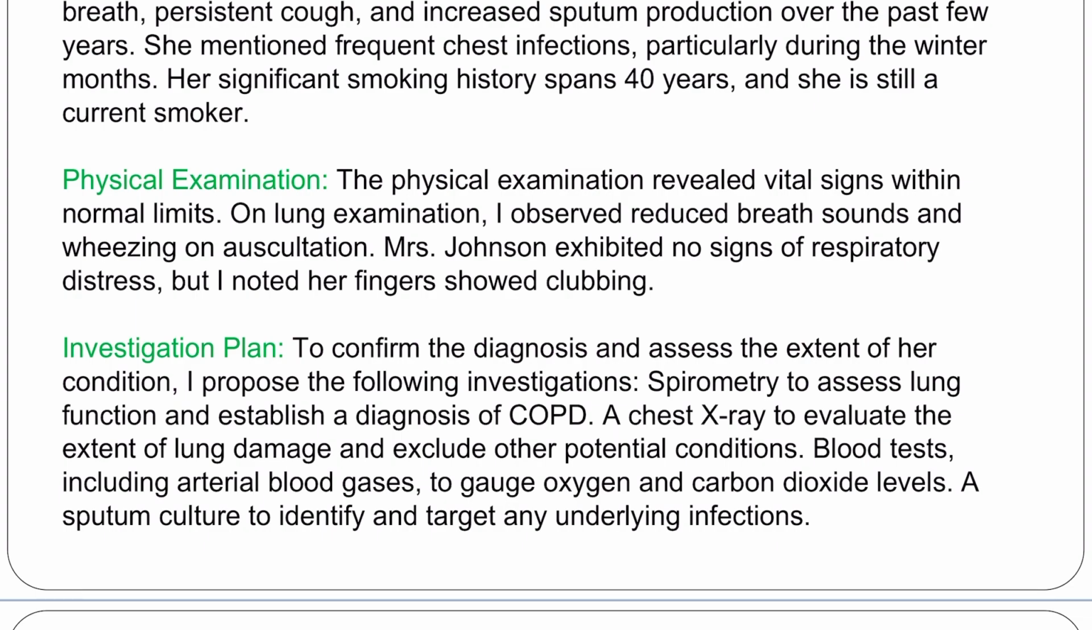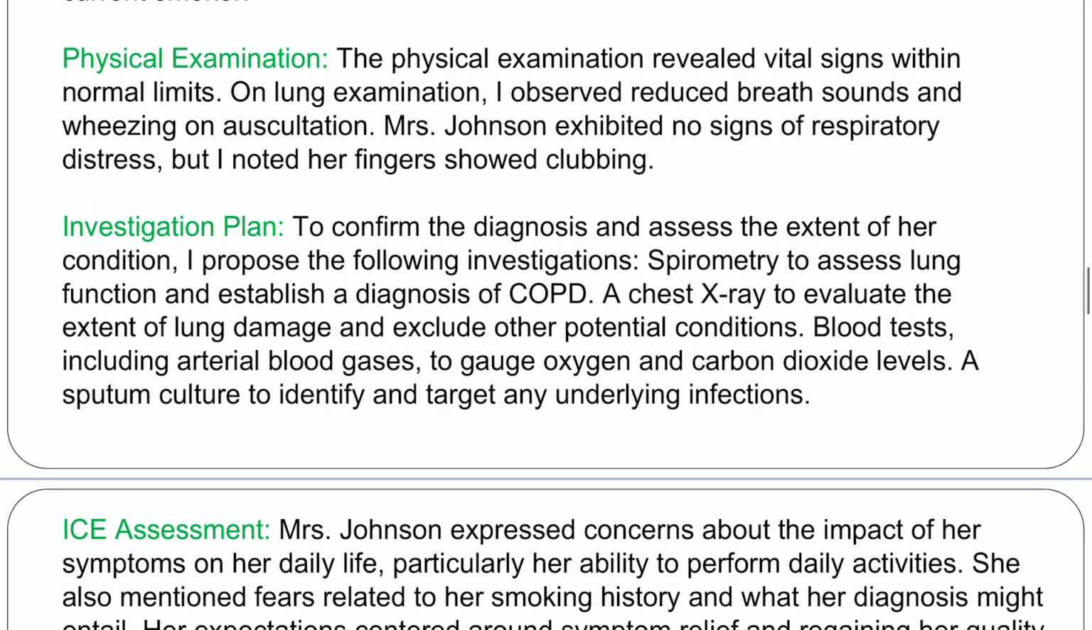It's up to you. You can mention the important negatives as well in this. Like one of the important negatives is that the JVP is not raised, there is no parasternal heave, and the cardiovascular examination is normal. But anyhow, if you just give the positive findings, that is also okay. Then you will move on. You are not going to stop.